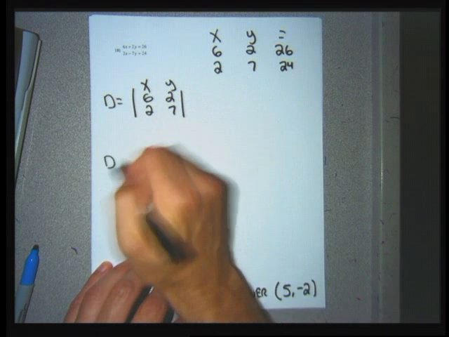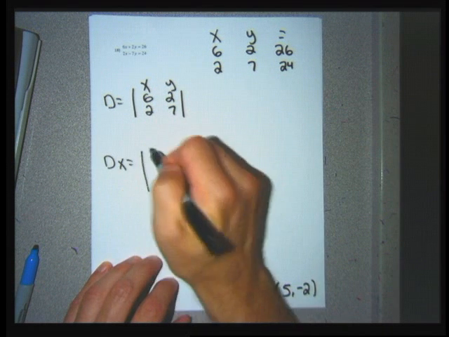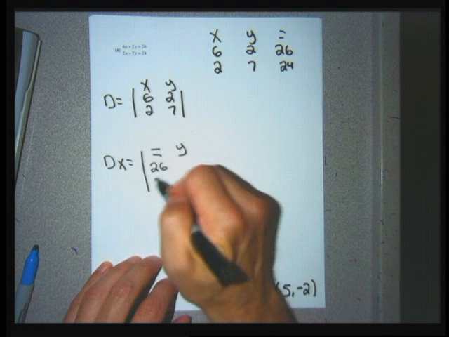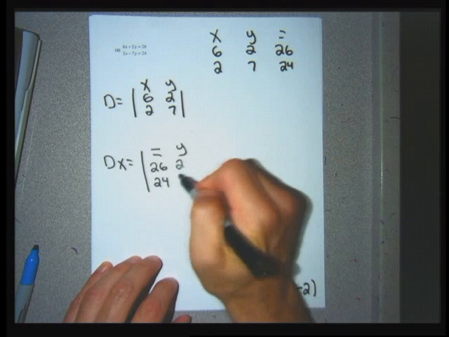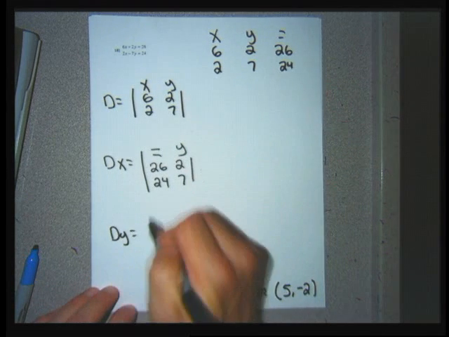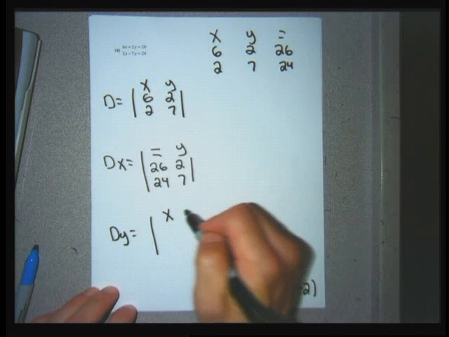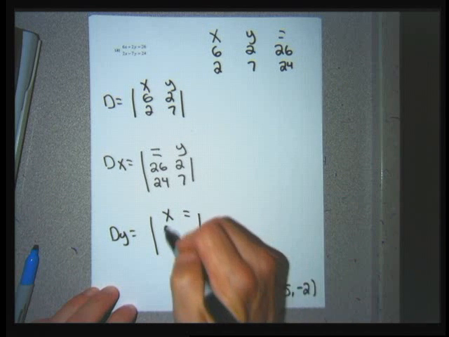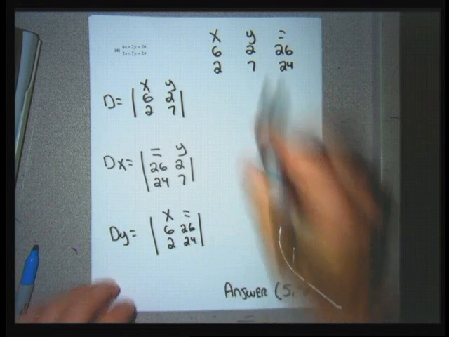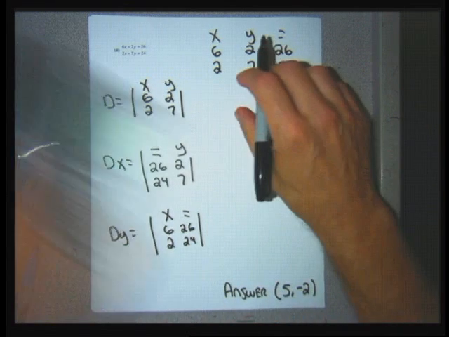I need the D sub X determinant, which has the equal column and then the Y column. The equal column is 26 and 24. The Y column is 2 and 7. Then I need the D sub Y determinant, which has the X column of numbers and the equal column of numbers, which is 6 and 2, 26 and 24. I'll do them all on my calculator.